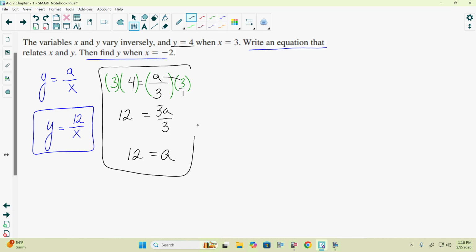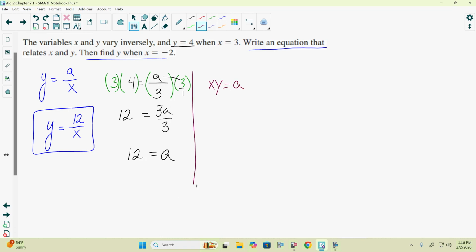Questions on how we found the value of a with this part here? Now, yes, I did say there was another way we can find a. Because y equals a over x was one of the equations we used for inverse, yes? What was the other equation? X times y equals a, yes? That's our other equation with inverse variation we use. Y equals a over x is the equation we want to have as part of our answer. But we can still use this to find a.